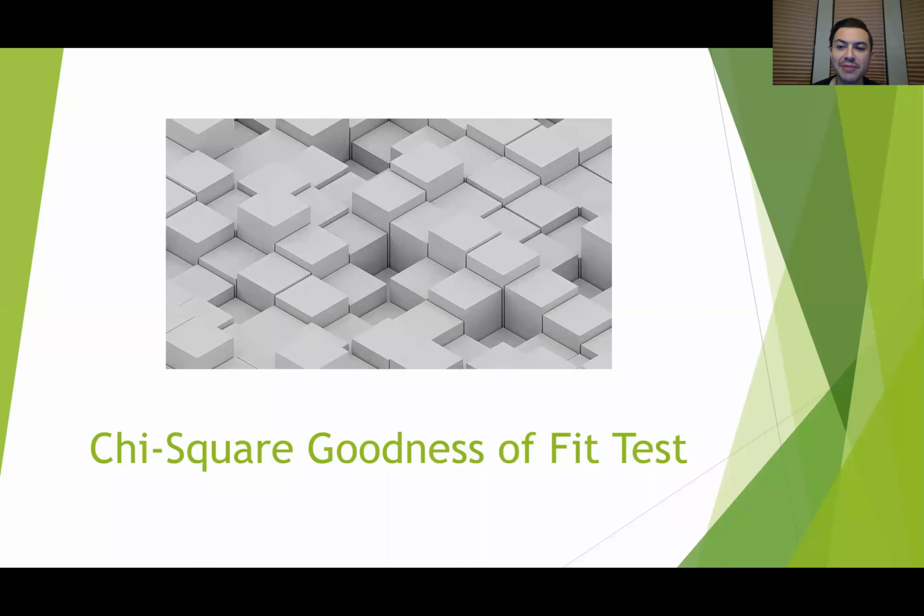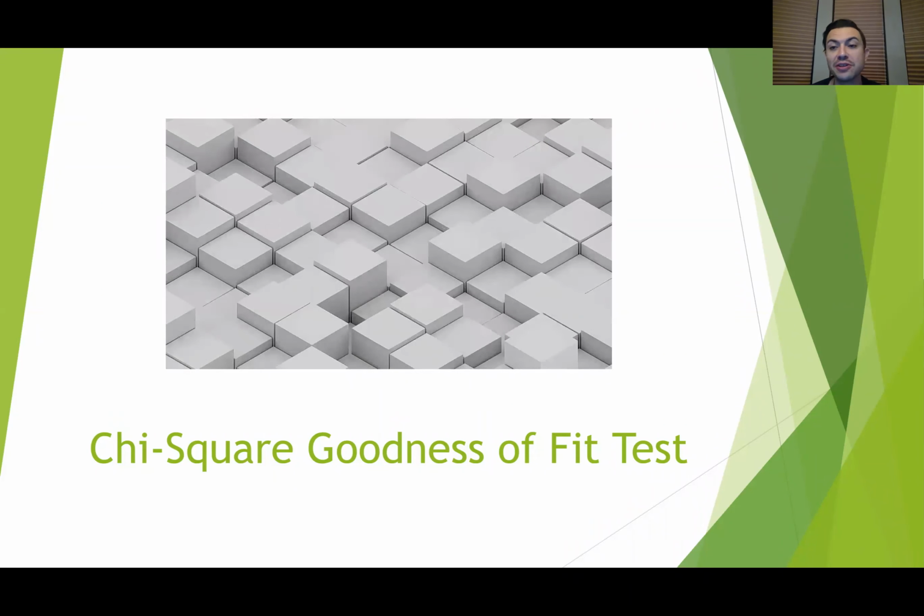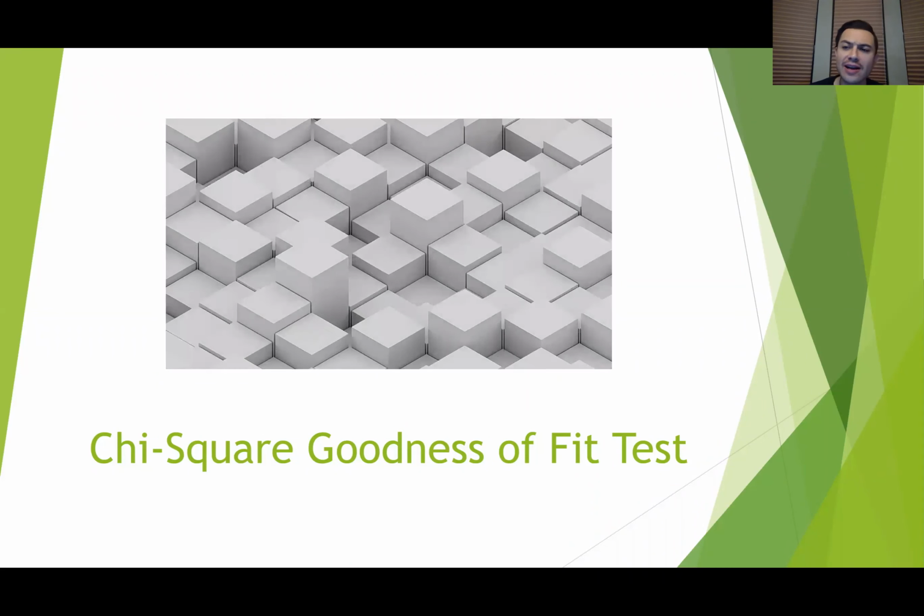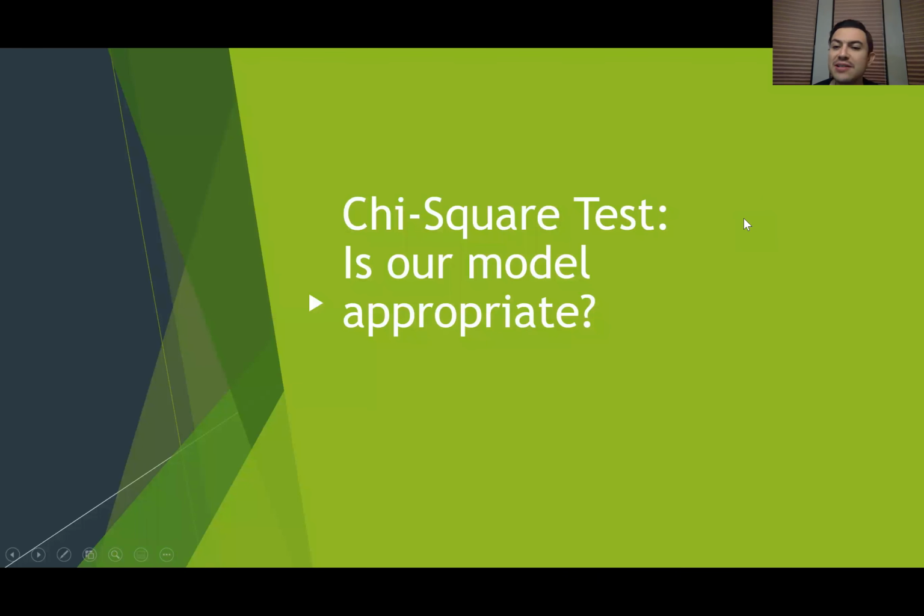Hey everybody, today I'm going to show you guys how to do a chi-squared goodness of fit test. A chi-squared goodness of fit test basically helps us make the determination, is the model that we're using to describe our data appropriate when we take into consideration the things that we observe versus the things that we would expect to observe.